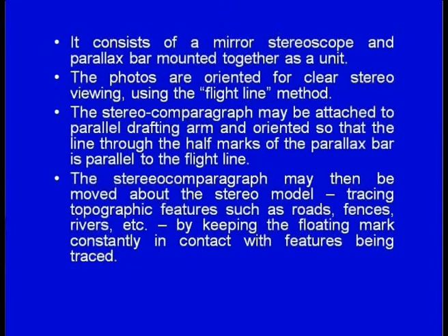It consists of a mirror stereoscope and the parallax bar mounted together as a unit. The photographs are oriented for clear stereo viewing using the flight line method. The stereo comparagraph may be attached to a parallel drafting arm and oriented so that the line through the half marks of the parallax bar is parallel to the flight line. The stereo comparagraph may then be moved over the stereo model, tracing topographic features such as roads, fences, rivers, etc., by keeping the floating mark constantly in contact with the features being traced.